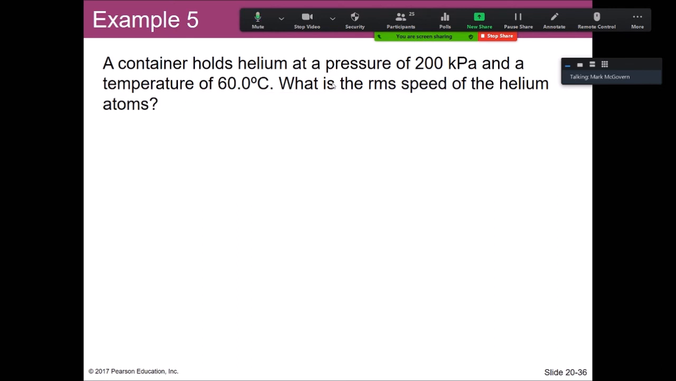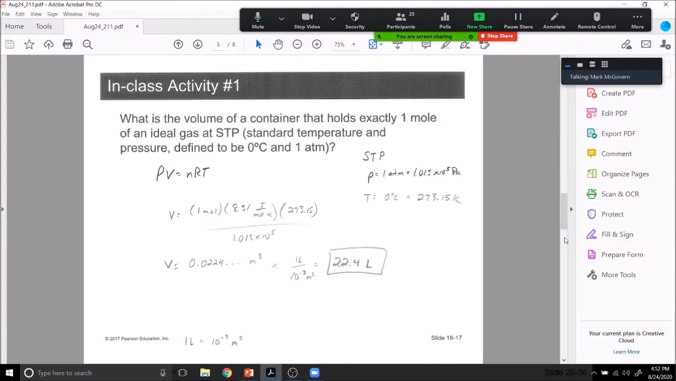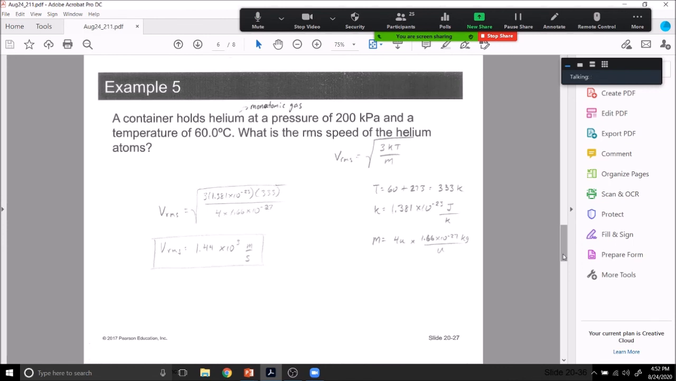All right, let's do this problem. We're on the RMS speed of helium atoms. Helium is a monatomic gas, if you did not know. It's a noble gas, doesn't really like to hang out with itself or others too much. So that's a monatomic gas for you. We want to figure out the RMS speed, so we have two expressions for that. We have the square root of 3kT over m, where m is the mass of one molecule, or we have the square root of 3RT over the molar mass. Both will get you the right answer.